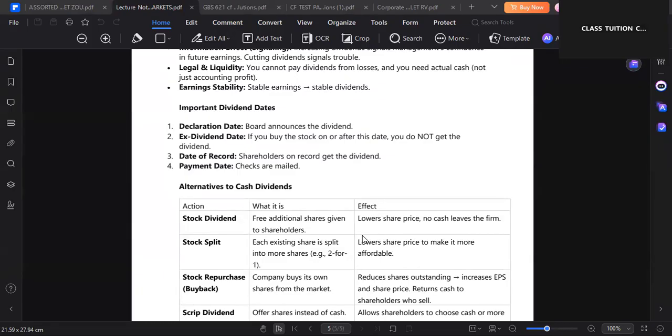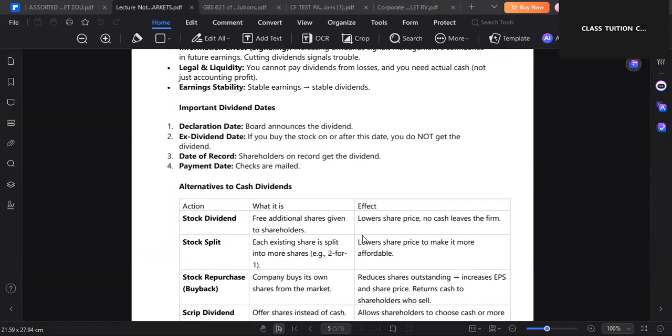Then we also have the date of record. The date of record, here the company looks at the shareholder list and everyone on the list gets a dividend. Then we have what we call the payment date. The company will mail the dividend checks.